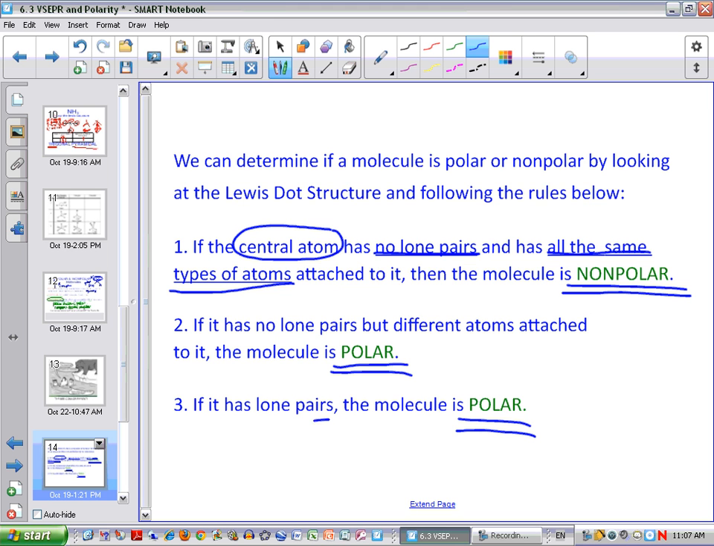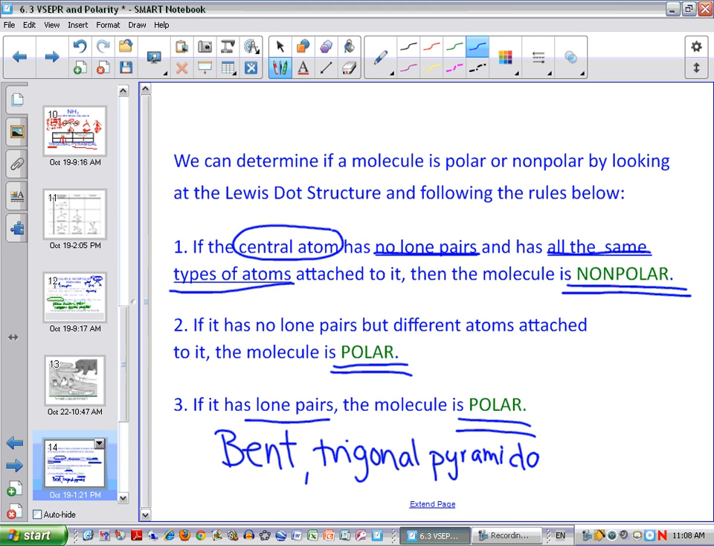Now, remember, there are some shapes that we know have lone pairs. Anything that comes out bent or trigonal pyramidal always has lone pairs, so these will always be polar. Just a little helpful hint for you. So if you say something's bent or trigonal pyramidal, you know it's polar. But besides that, you need to use these rules.